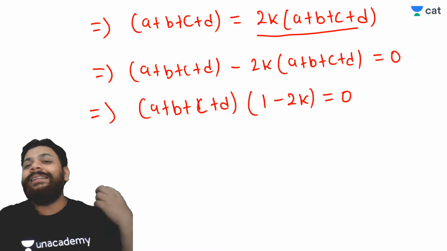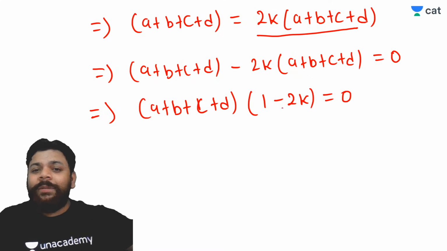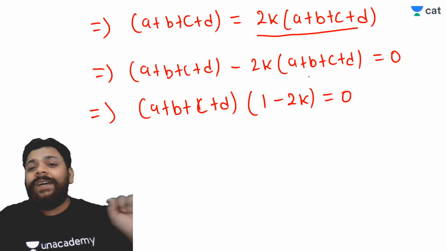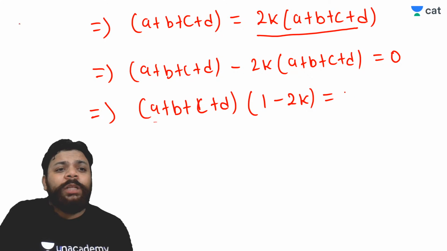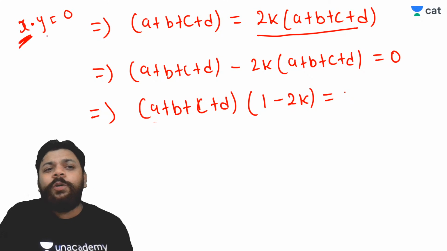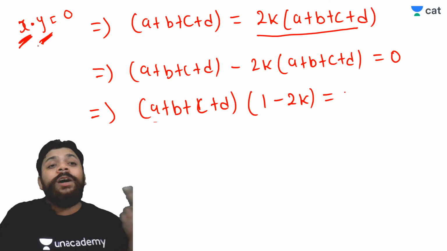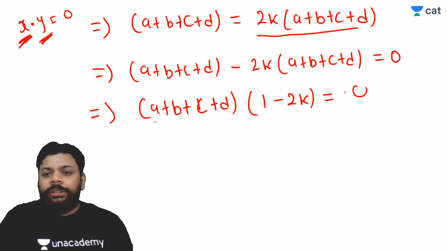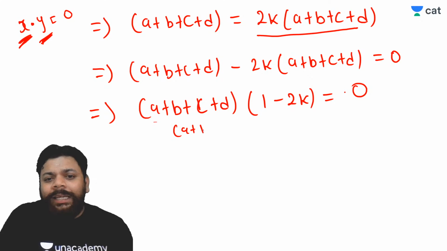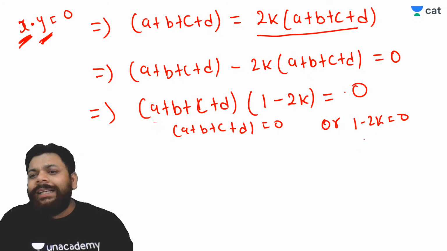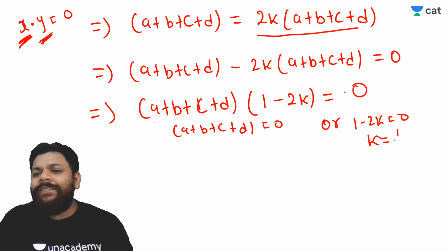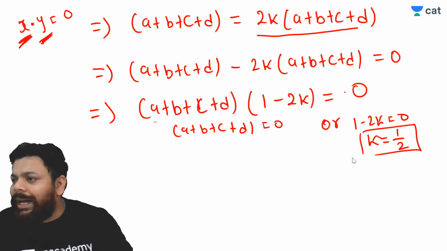Try to think like this, and that's the reason I told you in the last question also that always only one value of k will not come, and this is the proof guys. Whenever x multiplied with y is equal to 0, either the value of x will be 0 or the value of y will be 0. Both values cannot be 0. So just try to think. I can say that either a plus b plus c plus d will be 0 or 1 minus 2k will be 0. So whenever 1 minus 2k is 0, definitely I can say that the value of k will be 1 by 2, which is the answer Kartik has given.